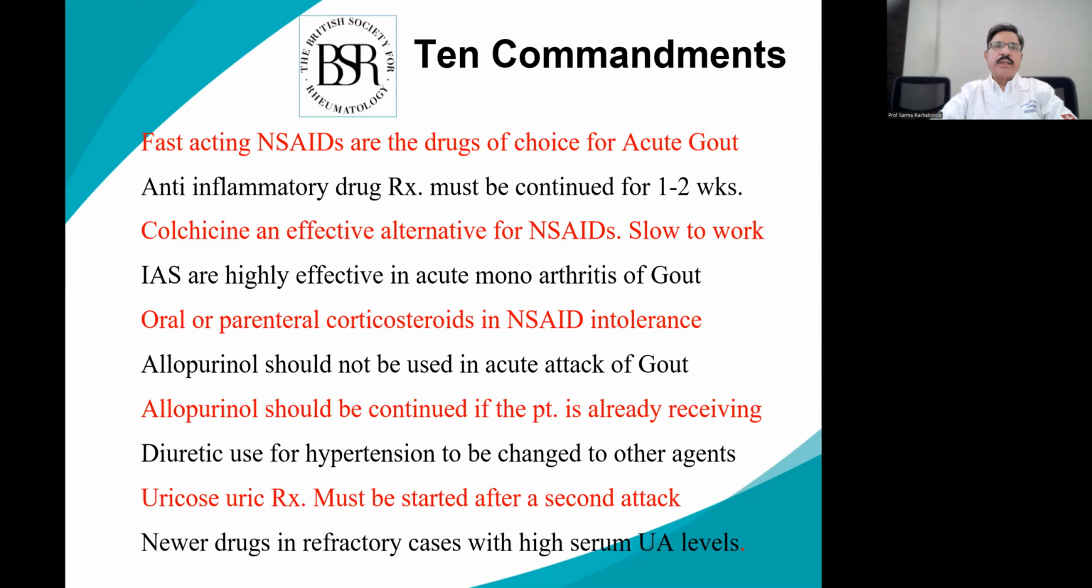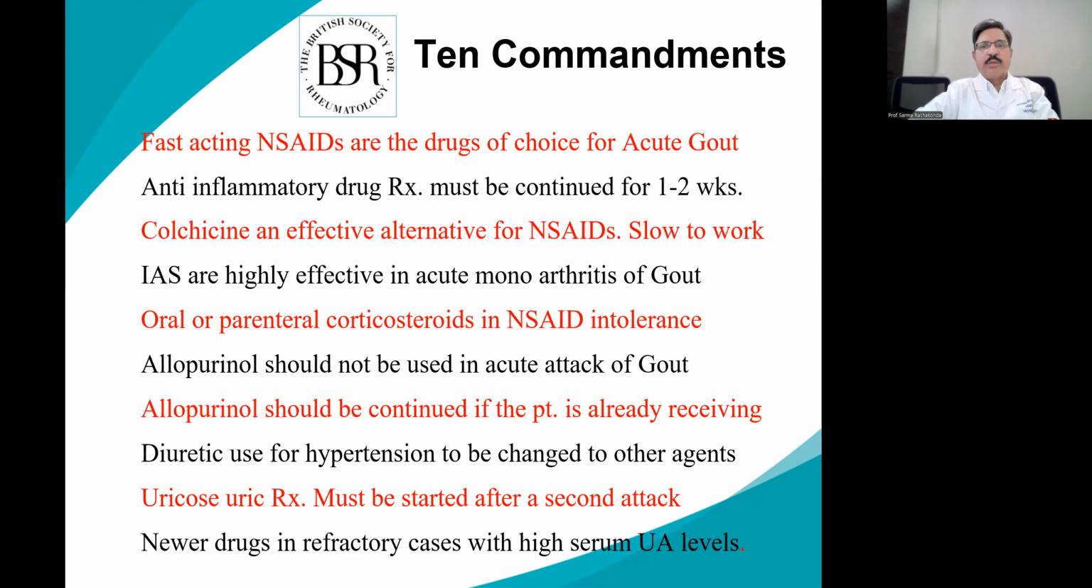Now, this is BSR. What is BSR? British Society for Rheumatology. There are 10 commandments on hyperuricemia that they have published. What are these 10 commandments? Fast-acting drugs are the choice for acute gout. Always remember, in acute gout, don't think of febuxostat, allopurinol, or anything. NSAID, steroid, and colchicine are the treatment.